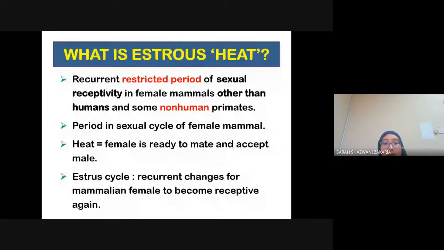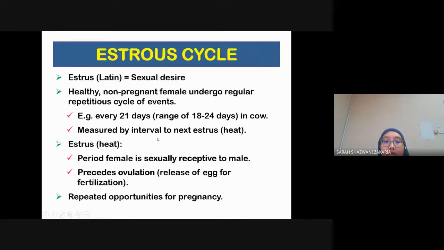The last point there, the estrous cycle, recurrent changes for mammals. This one doesn't apply to you; I think you already get the point here. This is a Latin word. Animals will have this regular, repetitious cycle of events. Some animals have 21 days, some animals shorter than that, some longer.